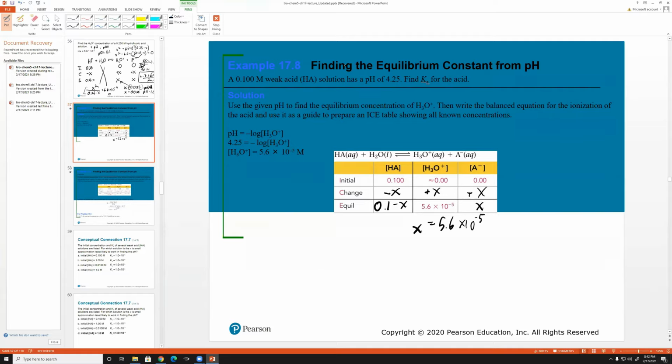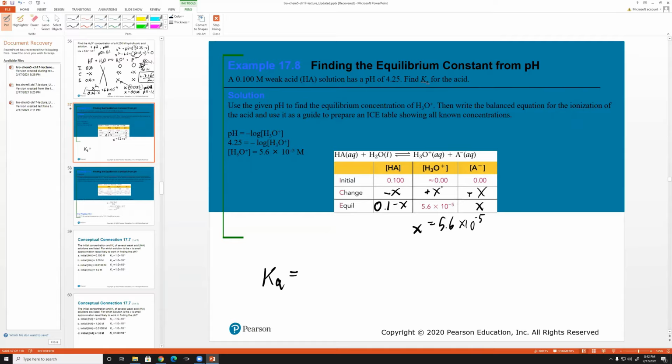So for finding Ka, well, you would basically just do, or can anyone tell me what you have for the expression? That was my question: were you going to do 5.6 times 10 to the negative fifth squared because there's two of them in the products, or no?